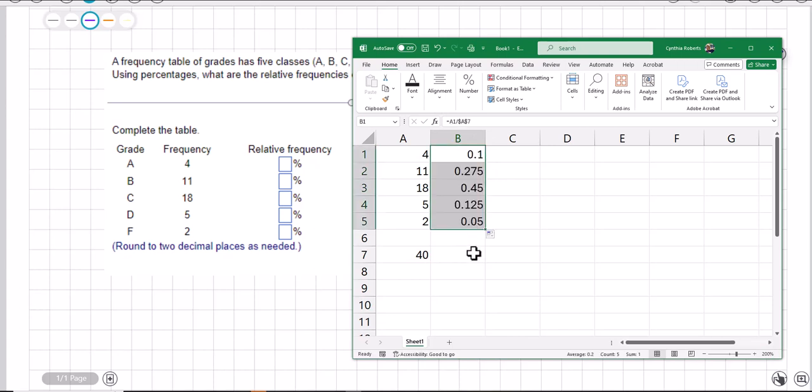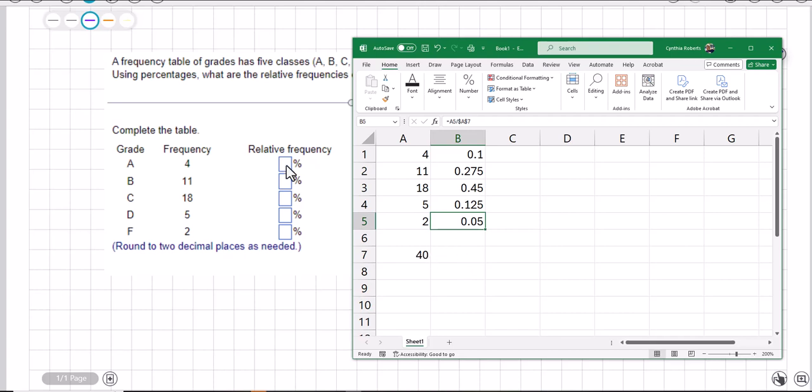If I copy this straight down, all it did was take 11 divided by 40, 18 divided by 40, 5 divided by 40, and then, oops, 2 divided by 40. It's just because I'm lazy.